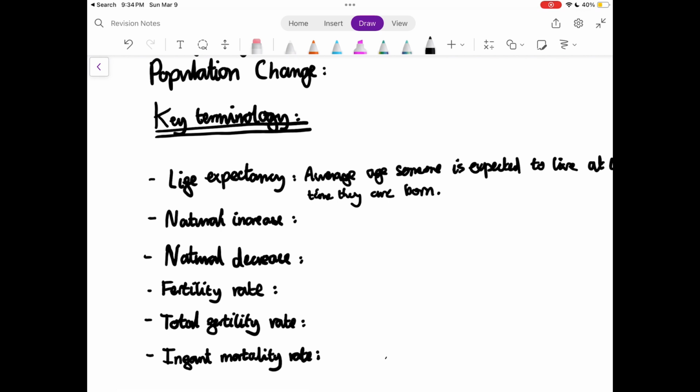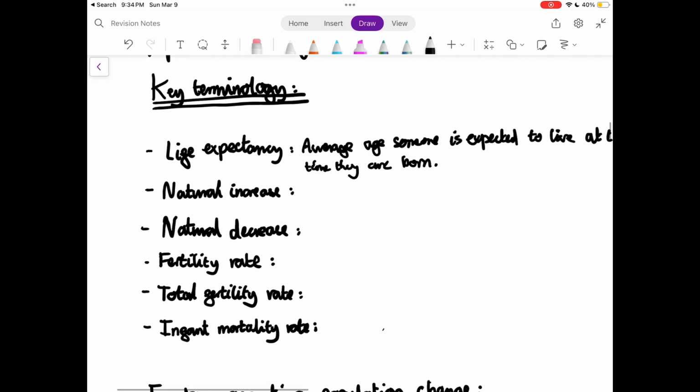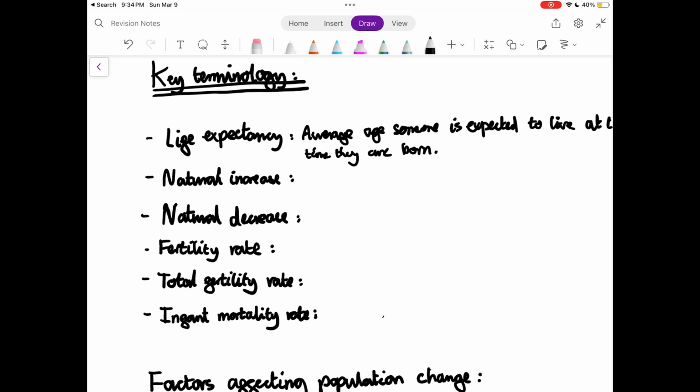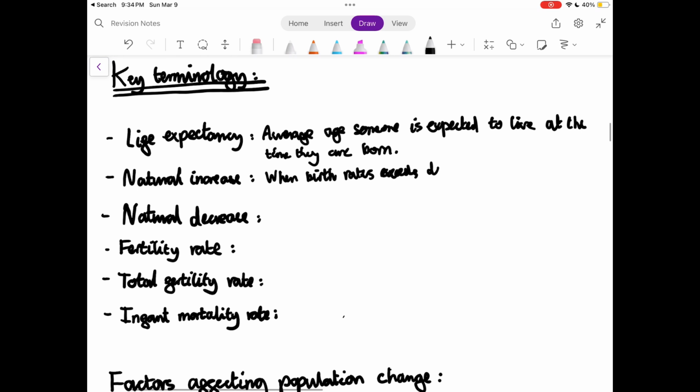All right. So the next thing you need to know is natural increase, and this is when birth rates exceed death rates. A natural decrease is quite literally the opposite. So when death rates exceed birth rates.